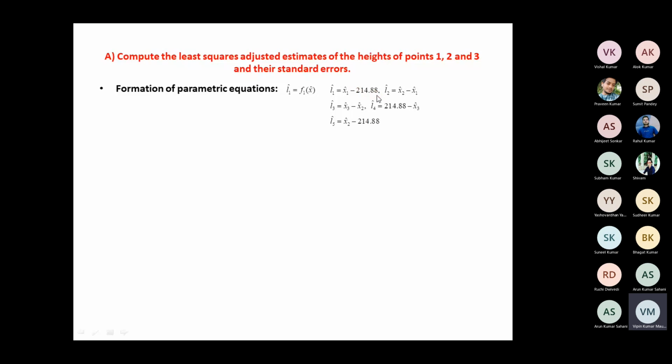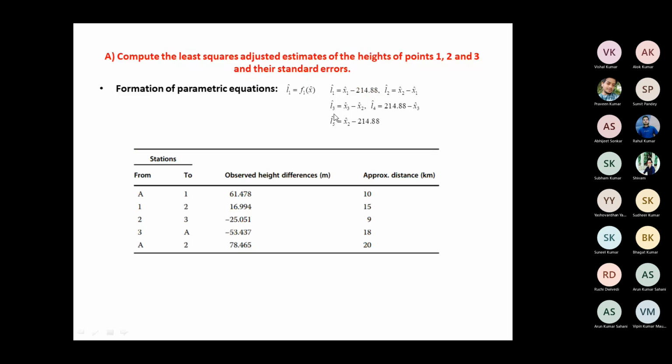Similarly, let me show you the equation. You will write x1 minus HA equal to 61.478, and this is your observation. For observation, you are using L here. So the first observation L1 is equal to x1 minus HA.